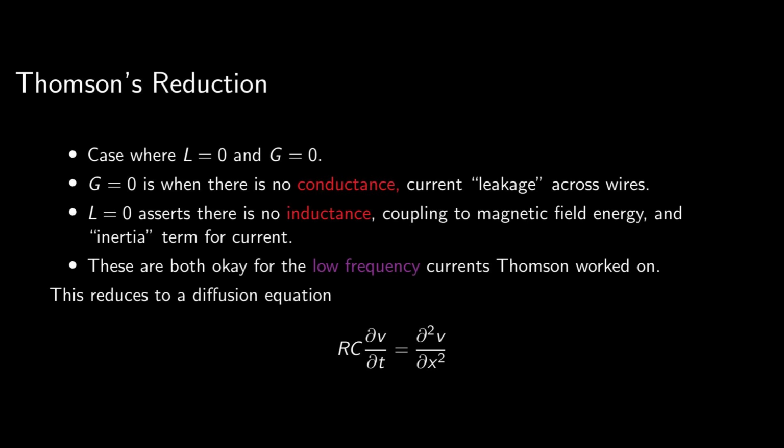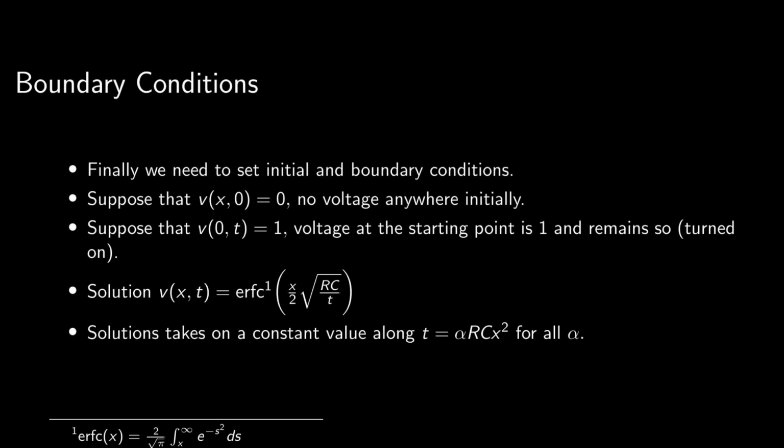Doing so reduces the telegrapher's equation to this diffusion equation, and this is what gives us the square law. To get this squaring, we need to impose some initial or boundary conditions. For my purpose, I'm going to say that at time zero, there is no voltage anywhere. But at that time zero, we turn on a voltage source at the location x equals 0. The solution to this equation uses the complementary error function, but this isn't the important part for us.